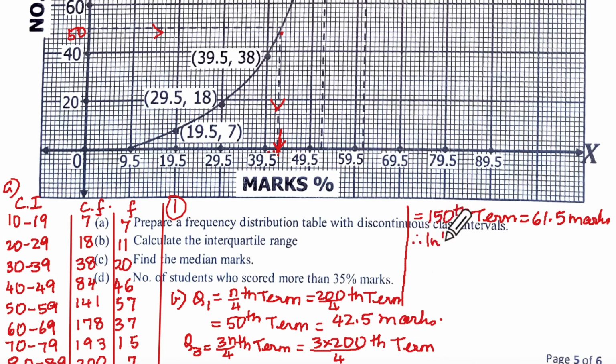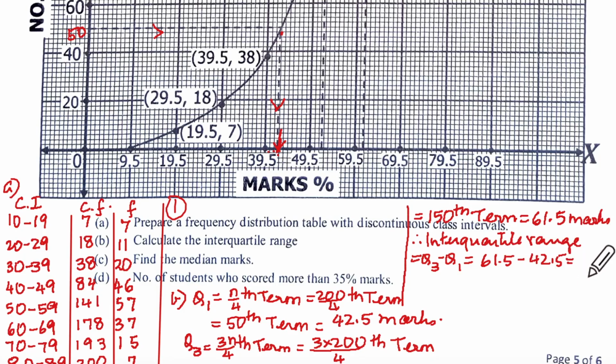Therefore, interquartile range is Q3 minus Q1, which is 61.5 minus 42.5. How much is that? 61 minus 42 means? 19. Again you forgot to say marks. Please write 19 marks. Okay, and this is your answer B, right?